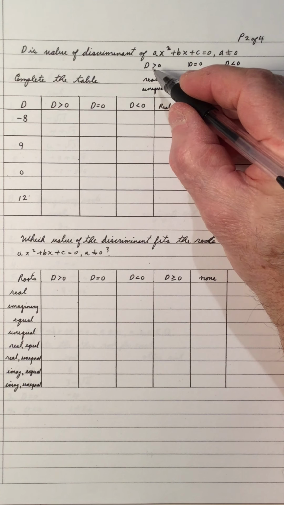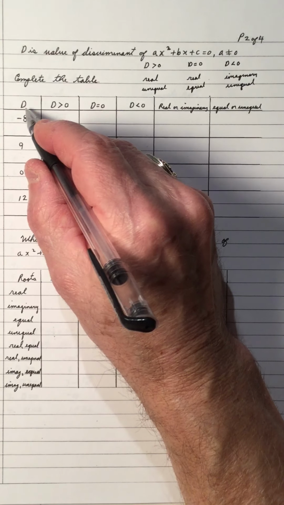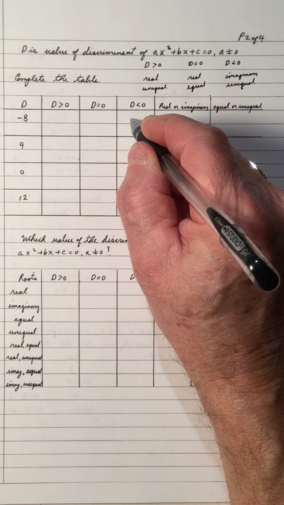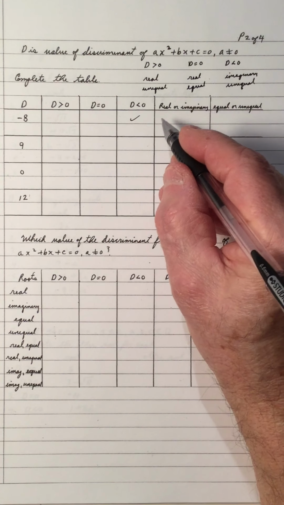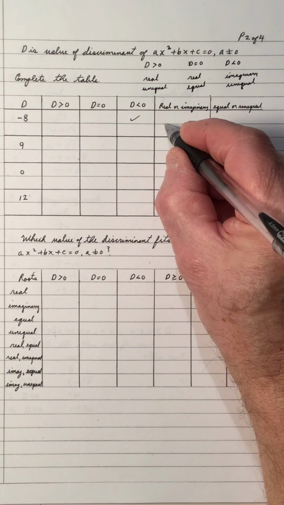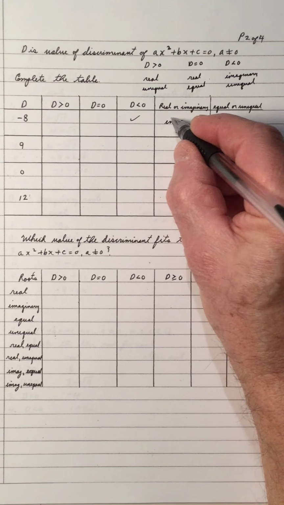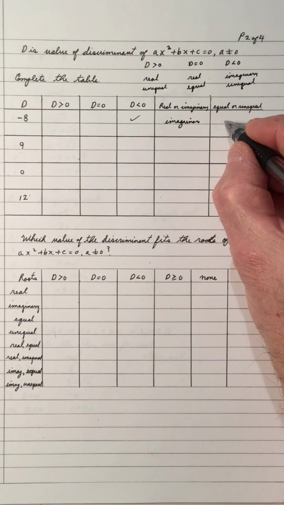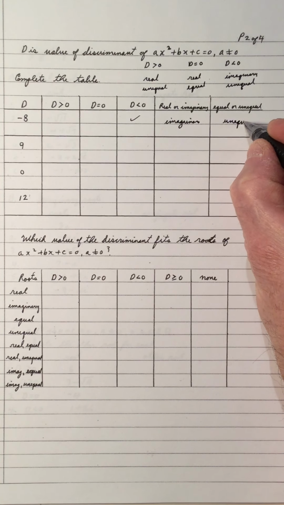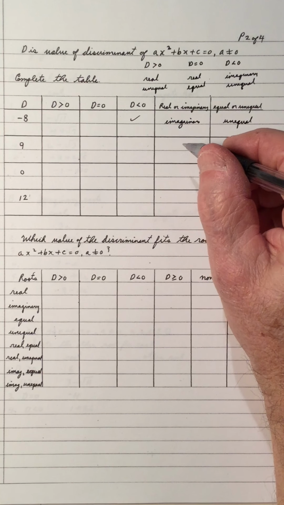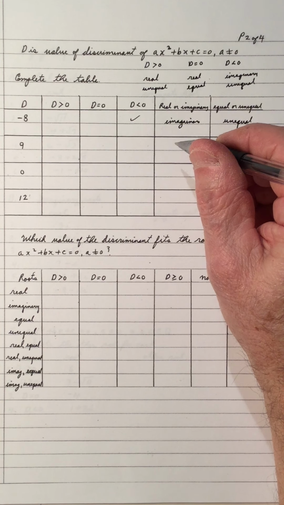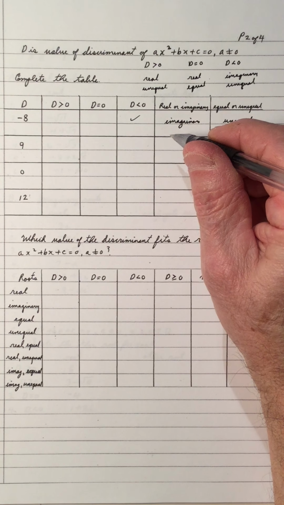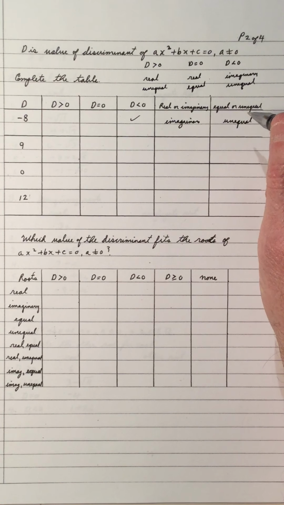Notice D is the value of the discriminant. So if the value of the discriminant is -8, that means D must be less than 0. And if D is less than 0, the roots must be imaginary, and they must be unequal. That's like 3i and -3i, or 1 plus 2i, 1 minus 2i.